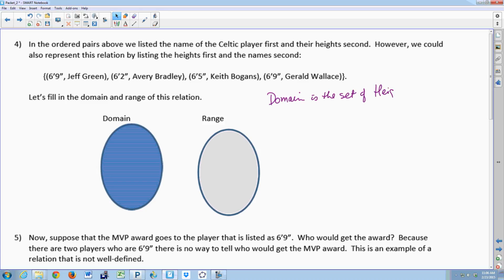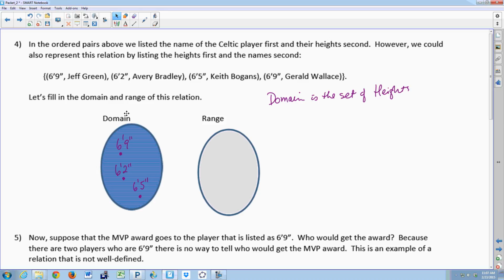So let's actually write those set of heights in, the domain. So someone want to tell me how to fill in the domain, what I would write? Okay, go ahead, Amber. So 6 foot 9 inches. Yeah, with a little dot, right? Okay. 6 foot 2 inches. Yep, with a little dot. 6 foot 5 inches. And do I have to do 6'9" again? No, because it's already there. Okay, 6'9". All right. So there's my domain.